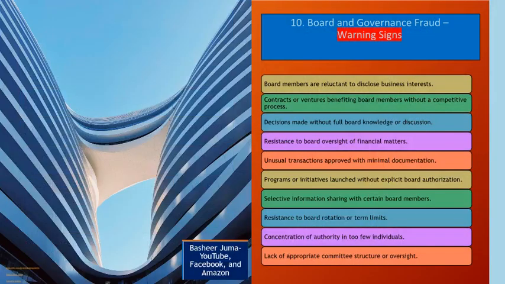Warning signs. Board members are reluctant to disclose business interests. Contracts or ventures benefiting board members without a competitive process. Decisions made without full board knowledge or discussion. Resistance to board oversight of financial matters. Unusual transactions approved with minimal documentation. Programs or initiatives launched without explicit board authorization.